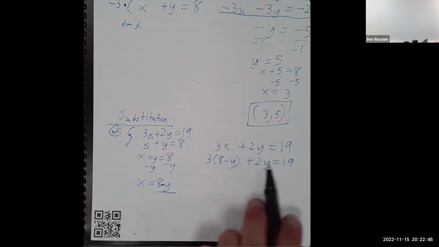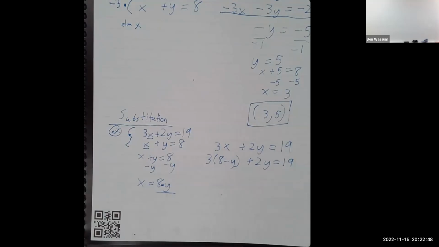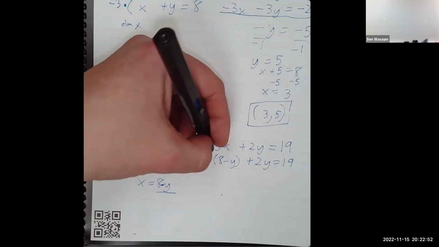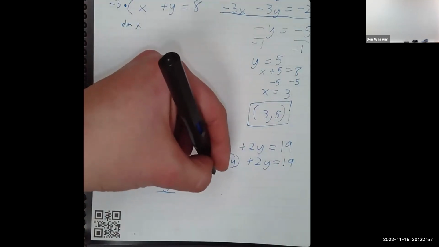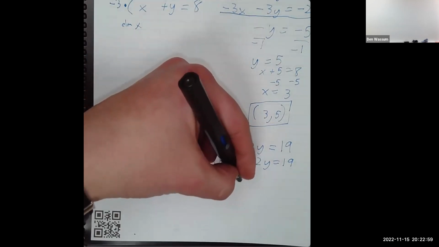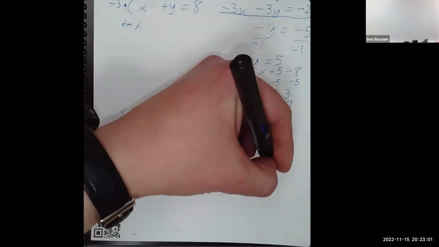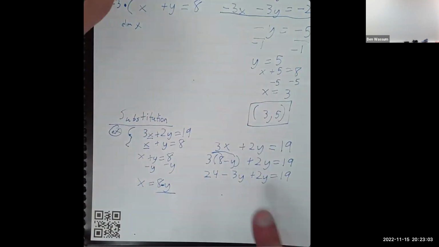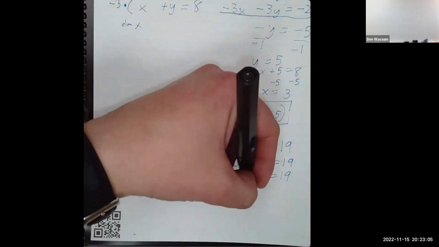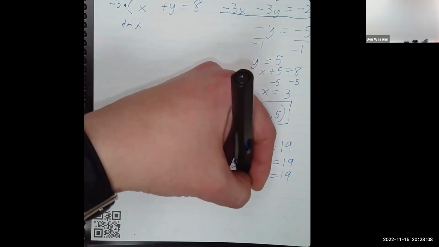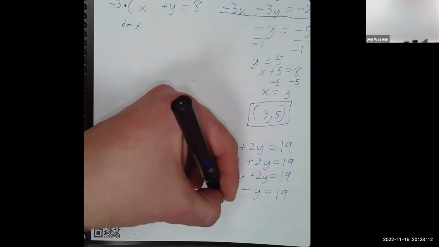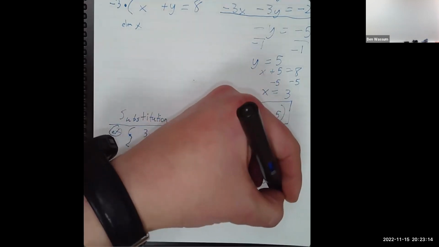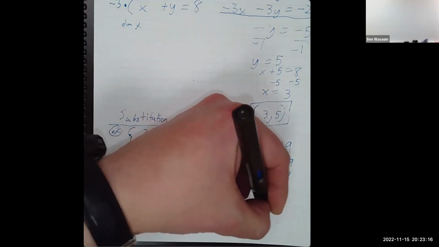All right, well, how do I solve that? Well, we only have one big ugly thing with y. So I'm going to distribute that 3 through. I get 24 minus 3y plus 2y equals 19. Hey, look, they're like terms now. So I have 24 minus y is 19. If I subtract 24 from both sides, I get negative y is equal to negative 5.